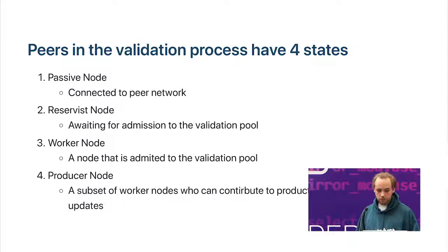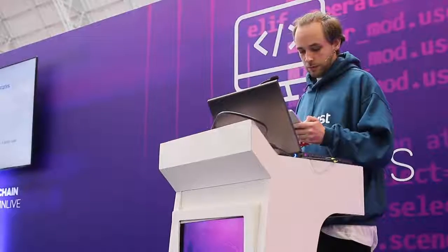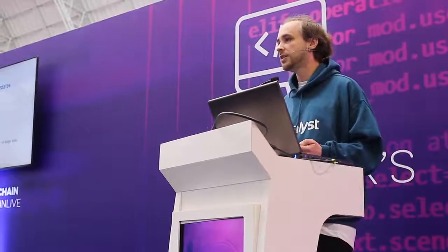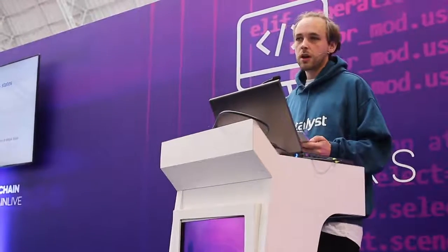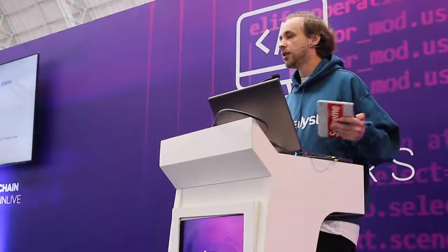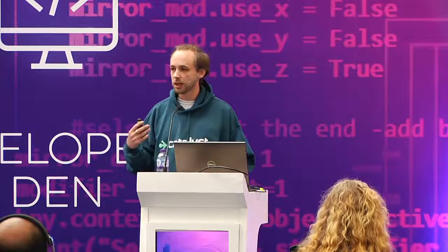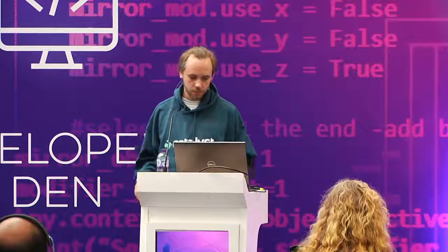We then have what we call a reservist node, and that is someone who has signaled their intent to be able to join the validation pool. At this point in time, they're not necessarily validating transactions, they're solely there waiting to be admitted into this pool. It's kind of like the analogy of a nightclub, where you have a queue outside, and as people come and leave, they'll get admitted into that pool.